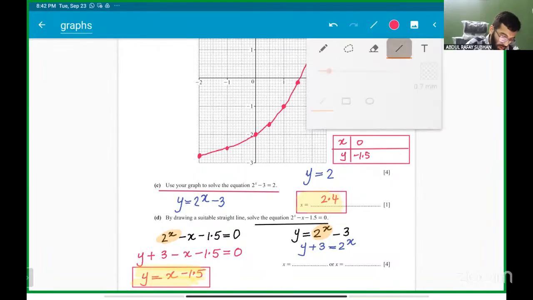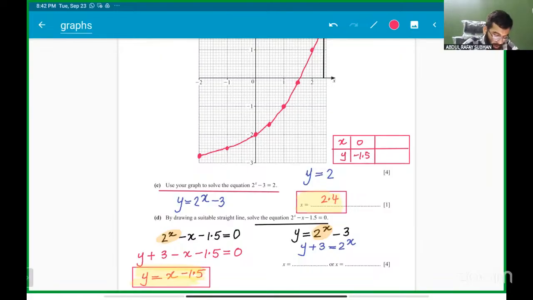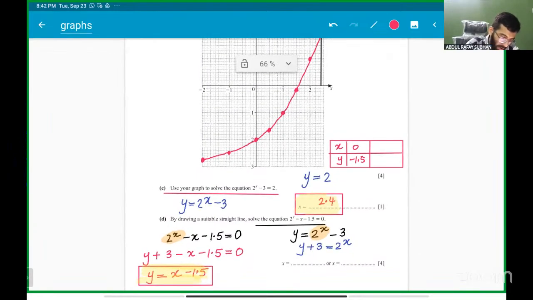So one solution is done. Let's take another one at 2. If x is 2, then 2 minus 1.5 is 0.5. And let's take one at negative 2. When x is negative 2, negative 2 minus 1.5 is negative 3.5, which is not possible. So let's take negative 1. Negative 1 minus 1.5 is negative 2.5.